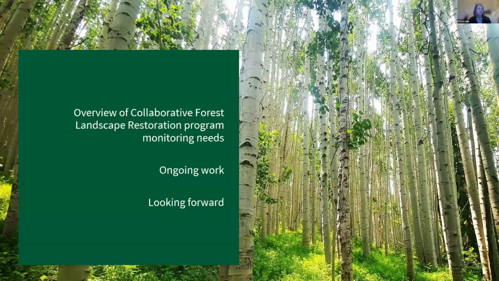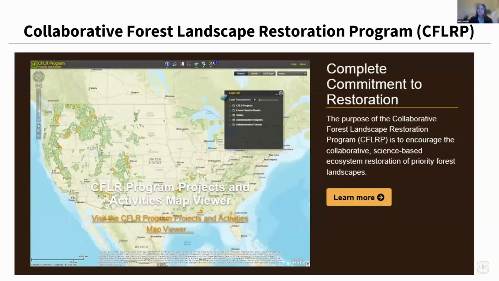All right, so I'm going to give an overview about the Collaborative Forest Landscape Restoration Program and its monitoring needs, particularly some ongoing pilot work that we're developing, and then looking forward. Some of you may be familiar with the CFLR program, but I wanted to talk about it a little bit for those that aren't.